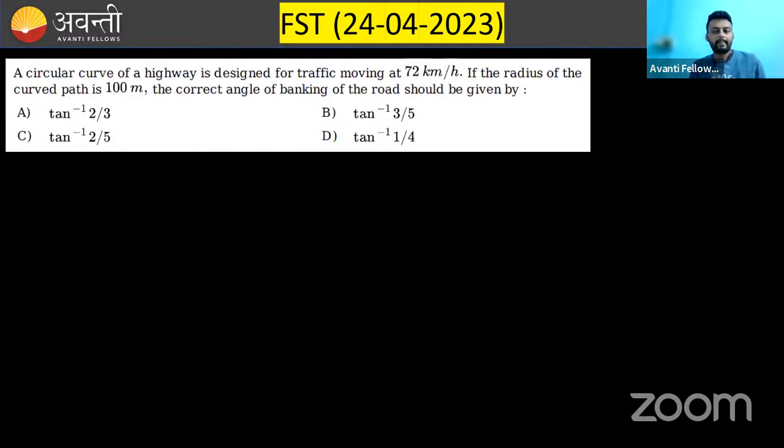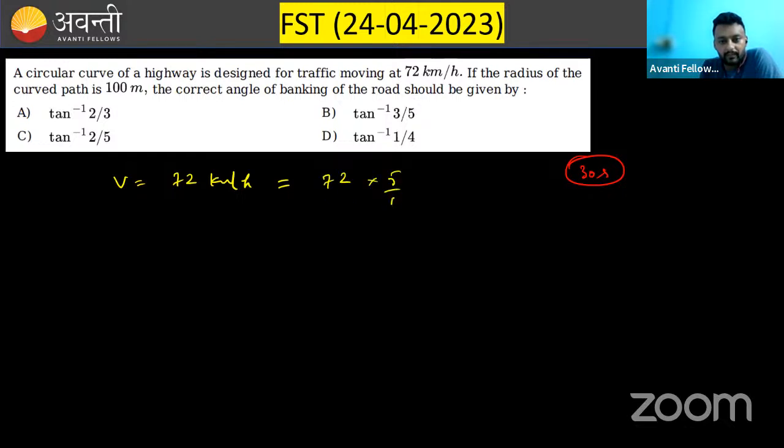Another one, if I talk about a circular curve of a highway, I will give you 20-30 seconds to solve. Very easy question, the formula based question. A circular curve of a highway is designed for traffic moving at 72 km per hour. Velocity is given as 72 km per hour. Can you convert it into meter per second? Because all other distances are in meter. So you can convert it, that is 72 into 5 by 18 meter per second.